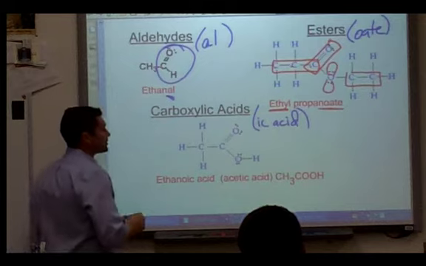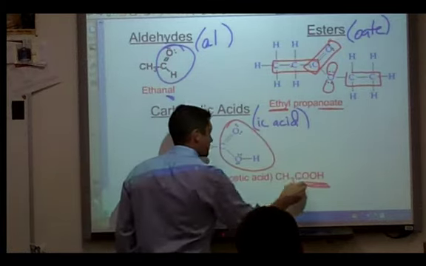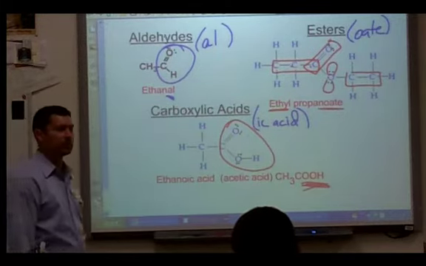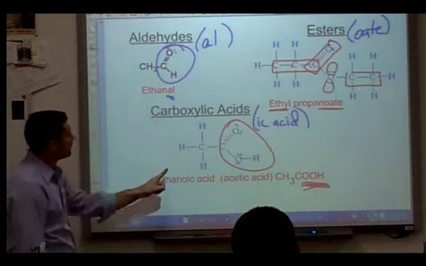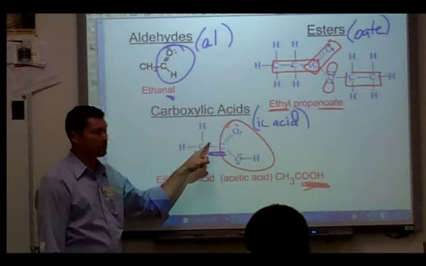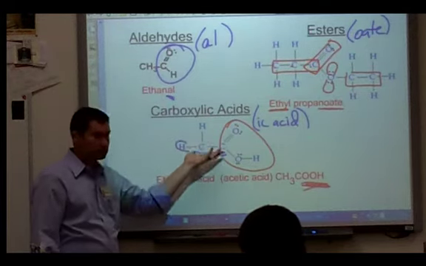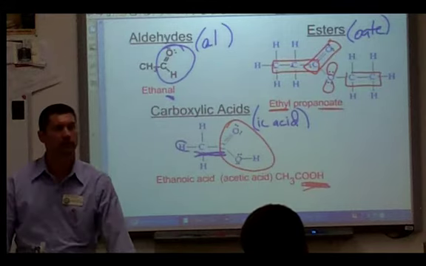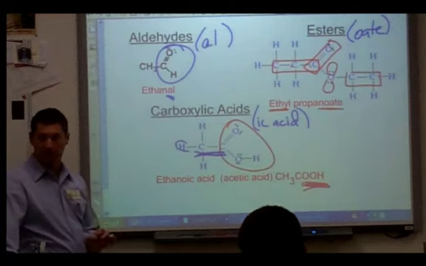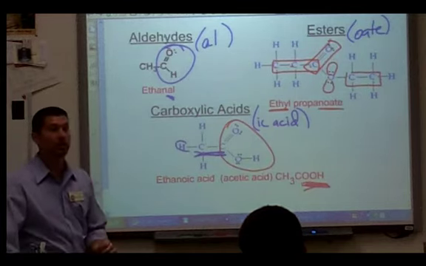And then finally, carboxylic acids. That's when you look for the coochie-coochie-coo. Okay? This thing right here. Anytime you see a coochie-coochie-coo, that's going to be a carboxylic acid. This right here is ethane, so now we call it ethanoic acid. If it was propane, it would be called propanoic acid. Okay? You have to know these by tomorrow. What? By tomorrow.